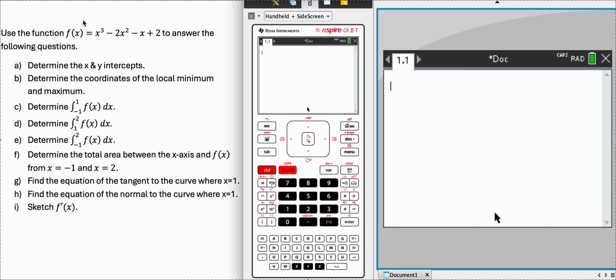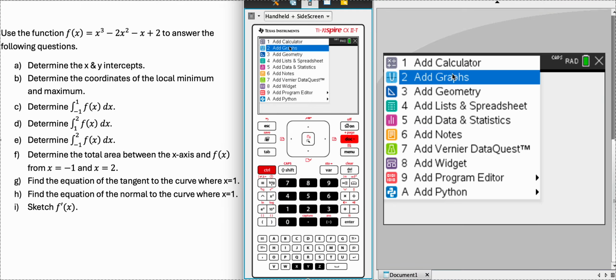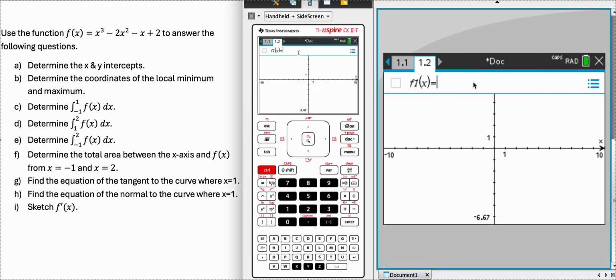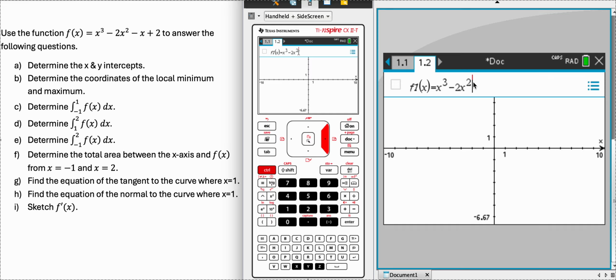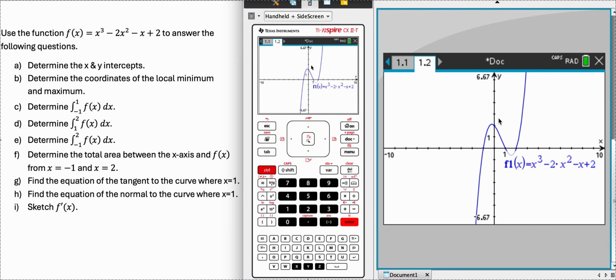Use the function f of x equals x cubed minus 2x squared minus x plus 2 to answer the following questions. Determine the x and y intercepts. Okay, so the first thing we'll do here is just graph this. So we have x cubed minus 2x squared minus x plus 2. Okay, so we have our graph, then determine the x and y intercepts.